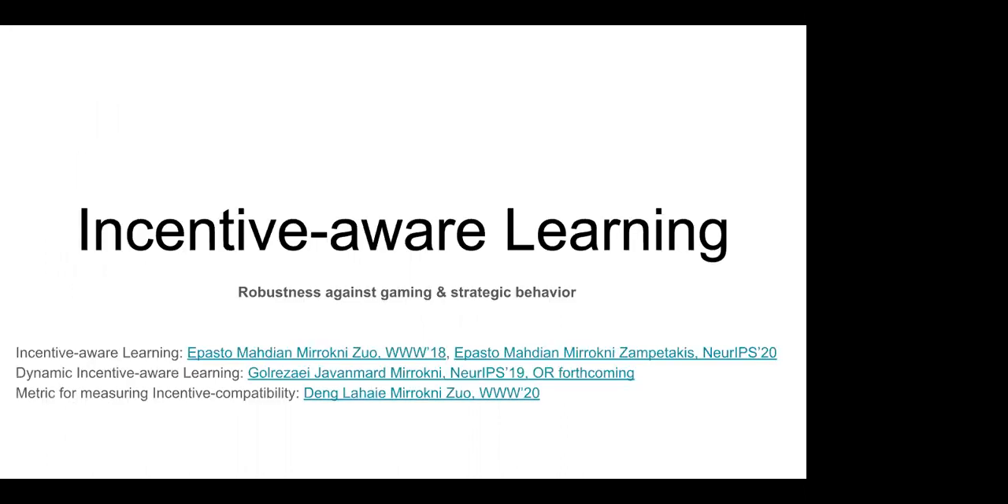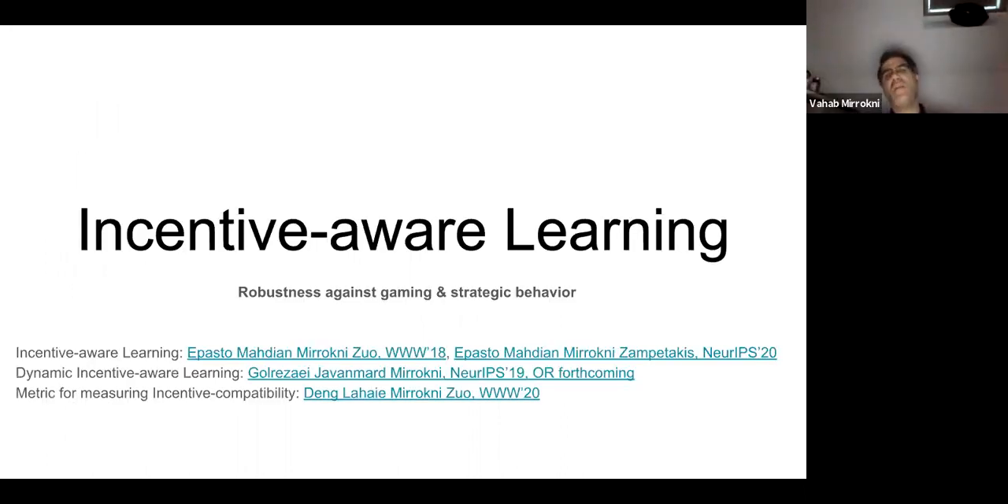So the third part is about what we call incentive-aware learning. So it's robustness against gaming. It's about learning parameters in auctions or in environments where the agents have an incentive to change their input because they can benefit later. So maybe it's repeated interactions with an agent who has incentives.